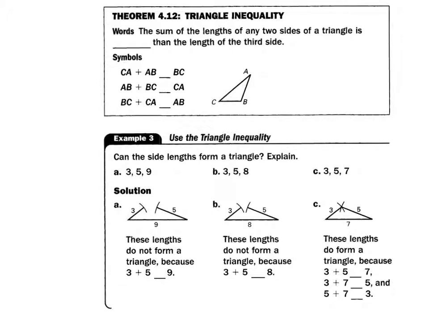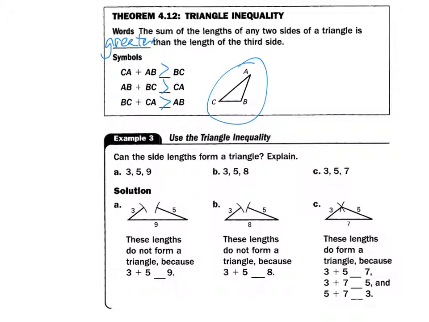Another theorem, the triangle inequality. The sum of the lengths of any two sides of a triangle is greater than the length of the third side. So in this example right here, you add any two sides together. CA plus AB has to be greater than the third side. AB plus BC has to be greater than the third side. BC plus CA has to be greater than the third side. It doesn't matter what kind of triangle it is, that's always true.